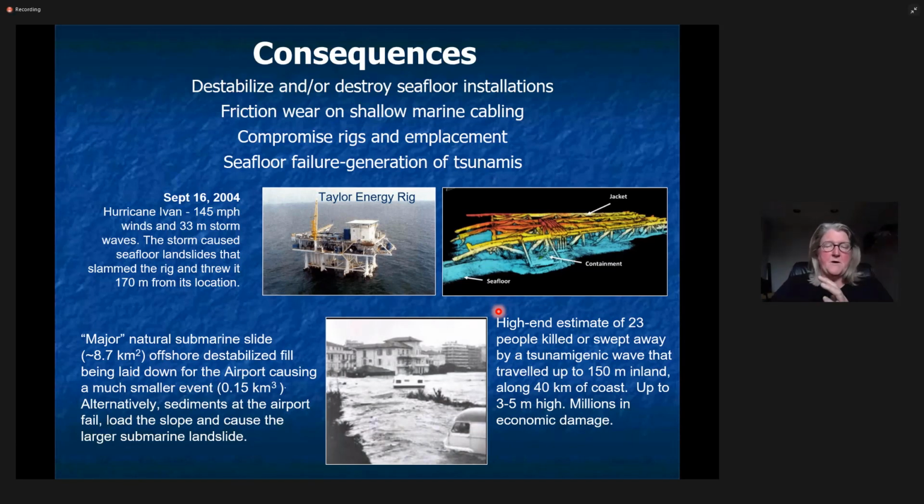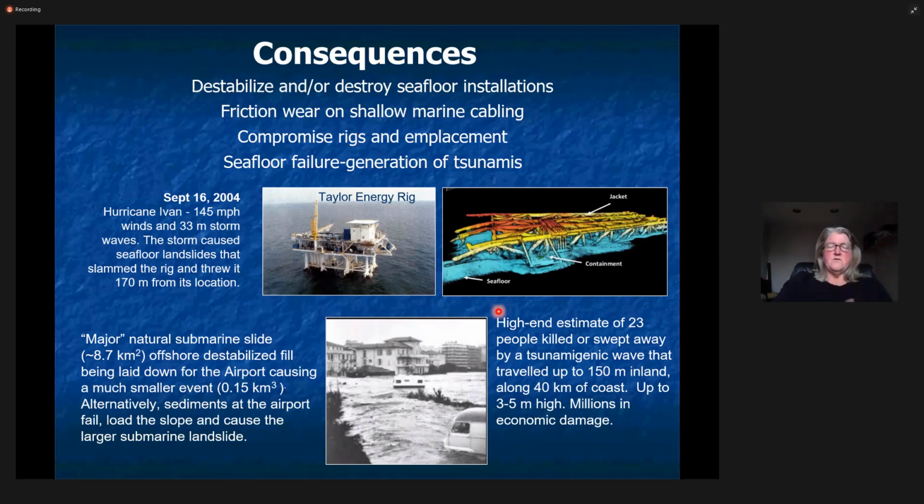An example of this, of tsunamis generated by these small failures, occurred off of the Nice airport back in the 50s, when there was a fairly small slide that was destabilized off of the Nice airport, and it loaded off and caused a larger submarine landslide. Regardless of the cause, it killed about 23 people, and it swept them away and sent a huge inland tsunami going in 3 to 5 meters high. So this caused millions of dollars in economic damage.